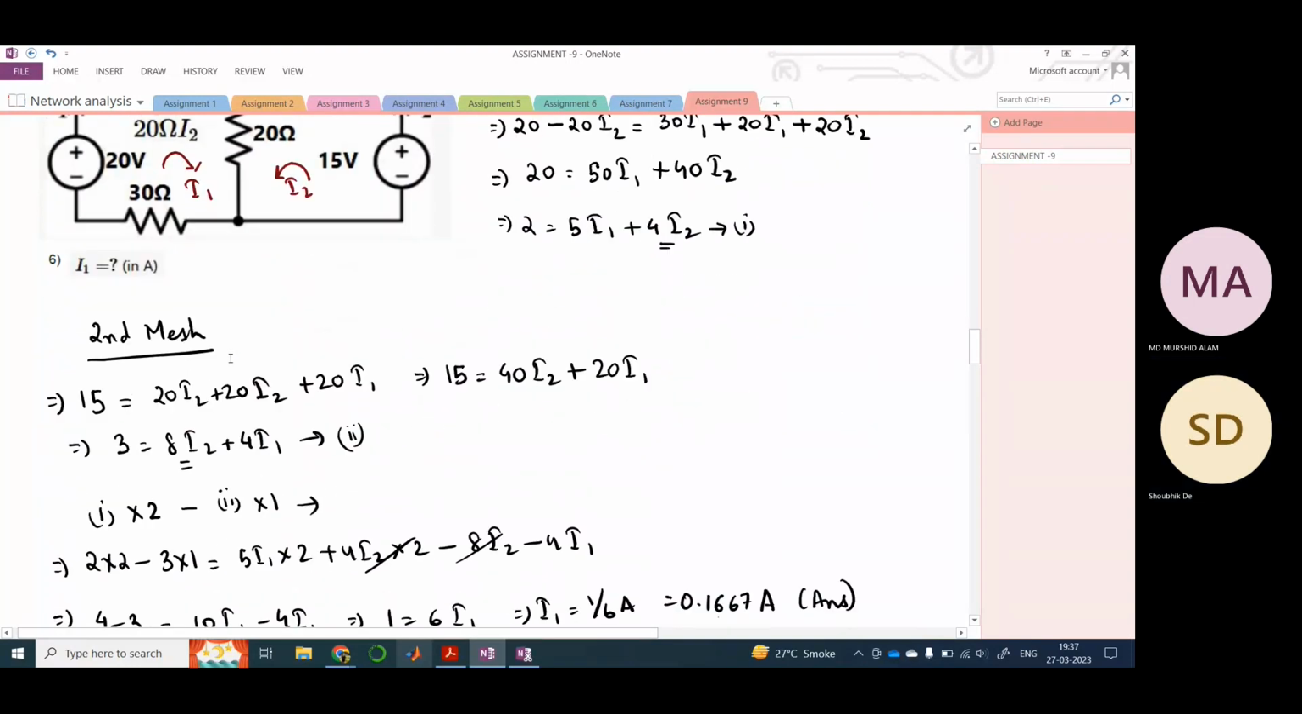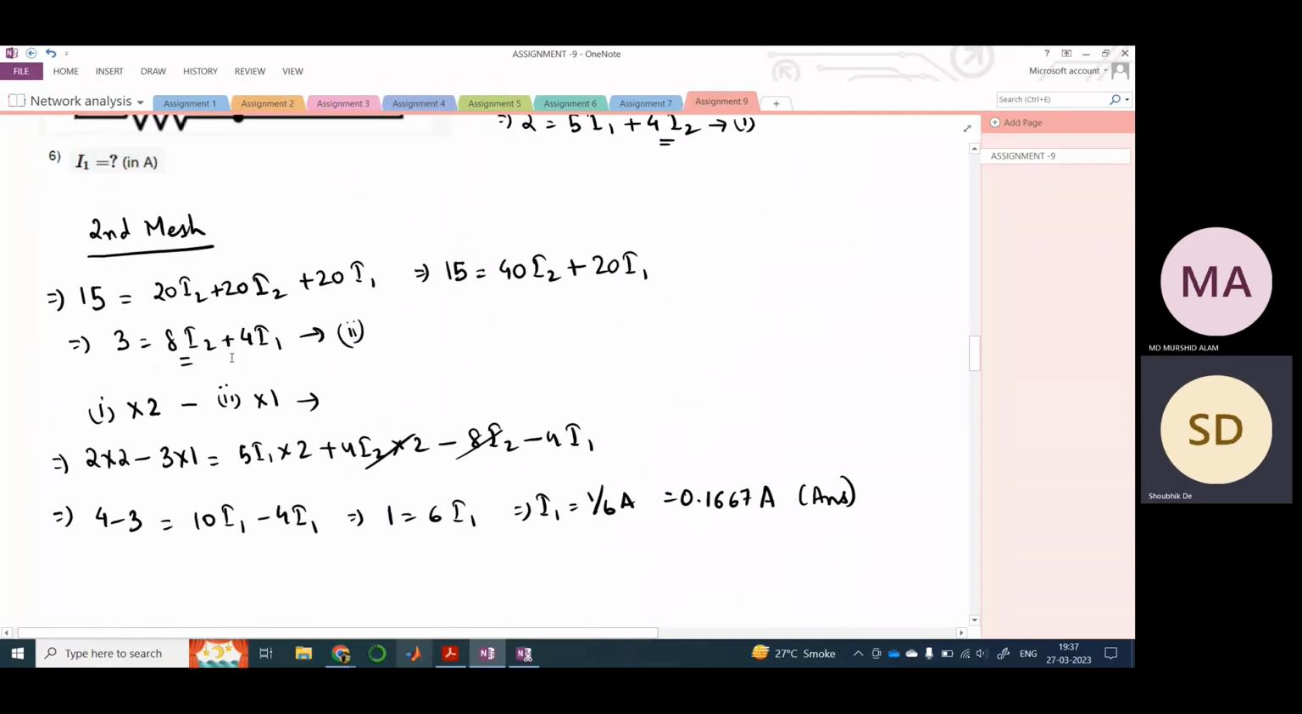Calculate I1. So I hope this is clear. Simple problem.